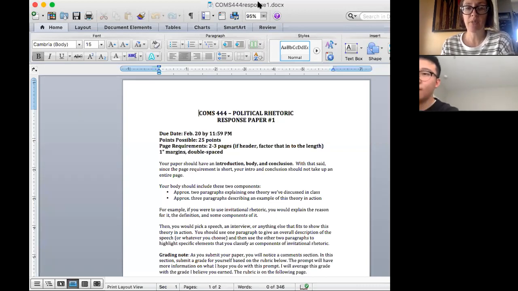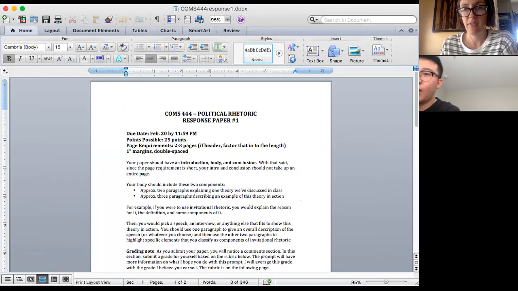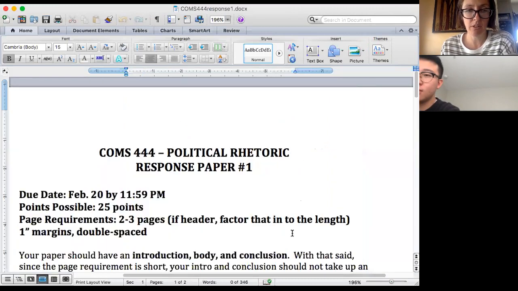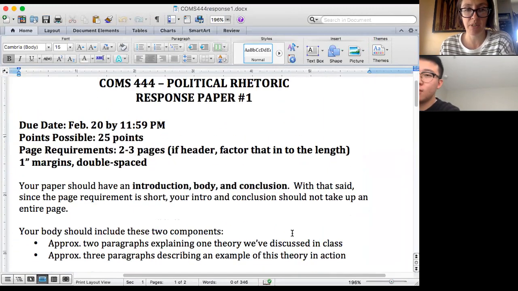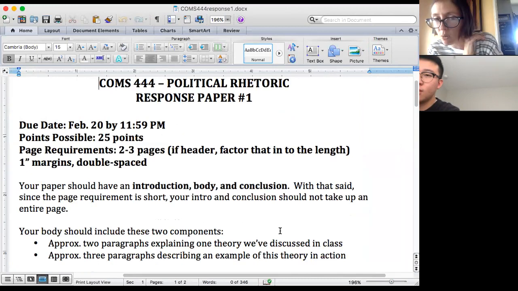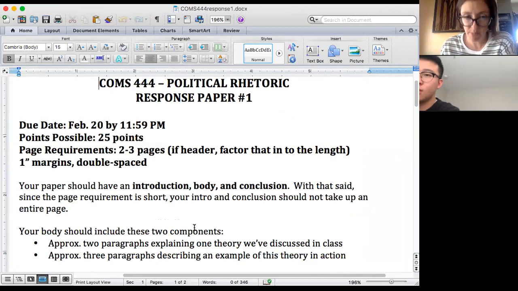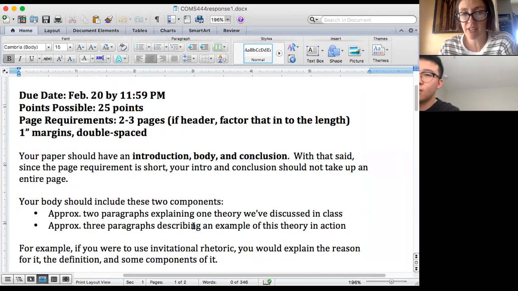All right. So are you able to see the document? Yeah, I can. Okay, cool. Let me zoom in a little closer so it's a little easier to read. With this first response paper, it's due, as you know, February 20th by the end of the day. So you have that whole day until 11:59 to turn it in. It's worth 25 points. It only needs to be 2 to 3 pages with 1-inch margins, double spaced. Does all that make sense? Yeah.